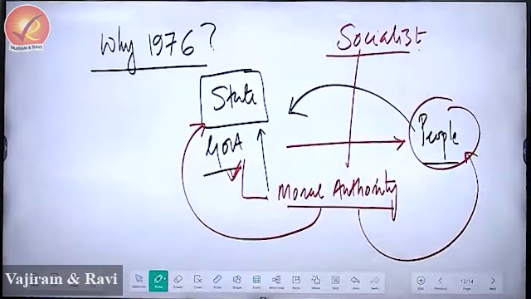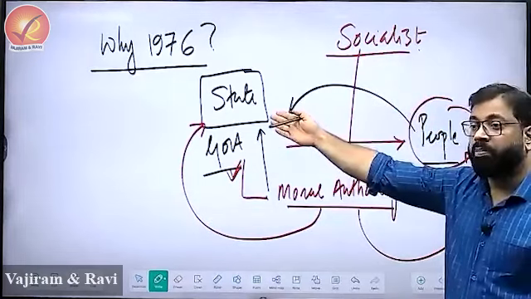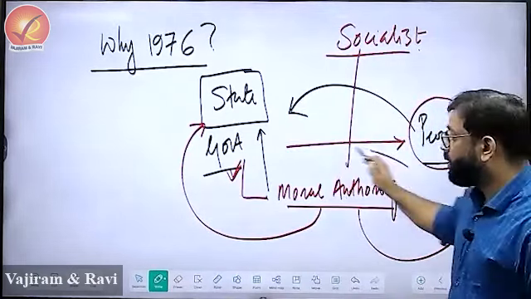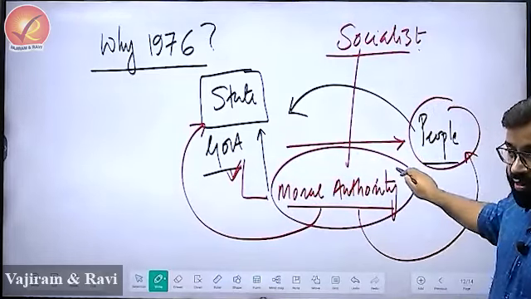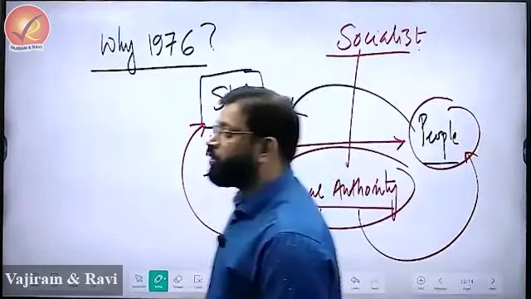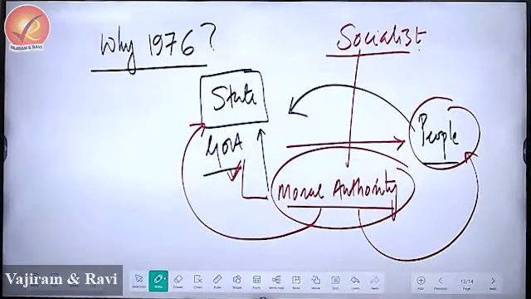Because at the end of the day, who is going to establish a welfare society? It is the state alone. And how can it do it? Only when it becomes powerful. So in order to have a moral authority to explain all the political actions, the Indira Gandhi government inserted the term socialist in 1976. Understood? Is it clear to all of you?